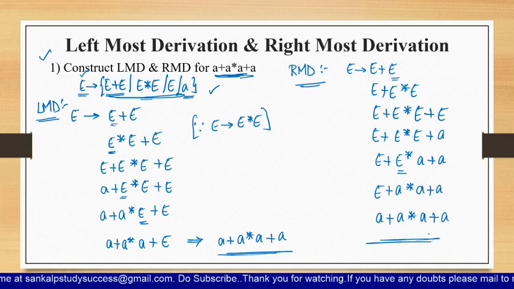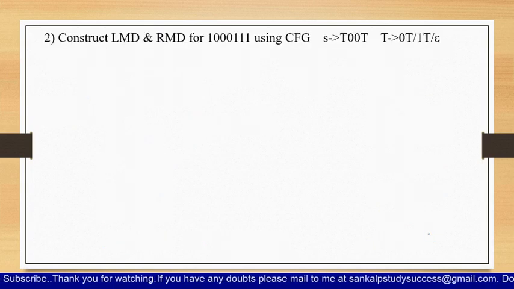So in this way, by considering the leftmost and the rightmost non-terminals, we are going to substitute. So in case of leftmost derivation, we have substituted from the left side, and in the case of rightmost derivation, we have substituted from the right side. So this is one of the problems which we have. Now let us solve one more problem where we need to construct the leftmost derivation and rightmost derivation for the input string 1 0 0 0 1 1.